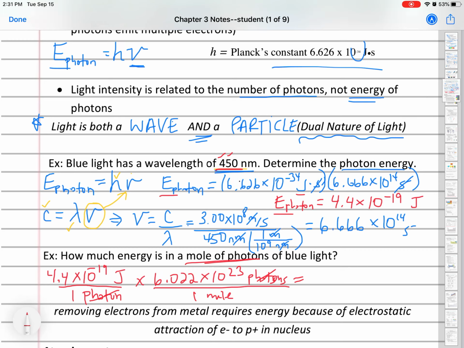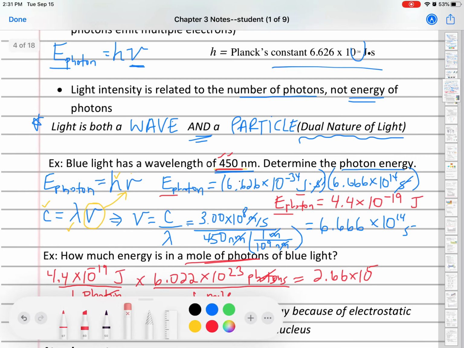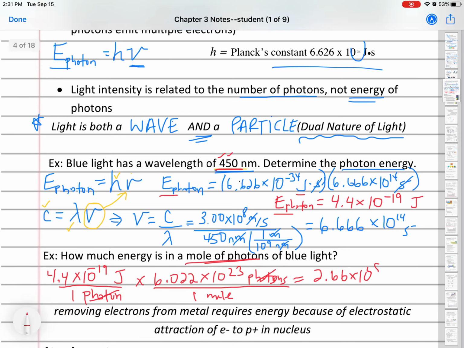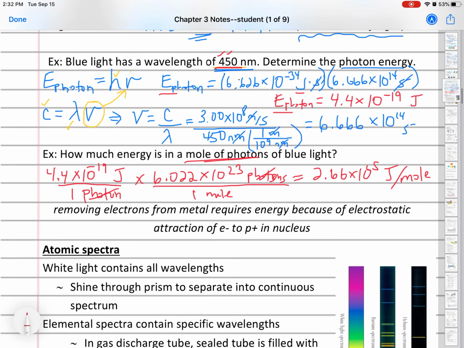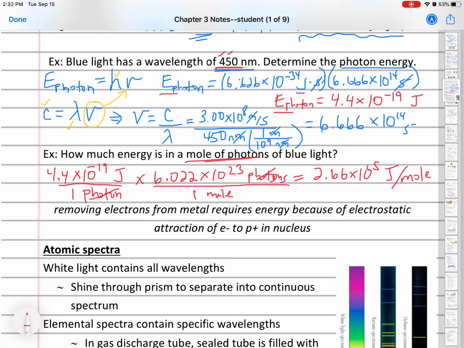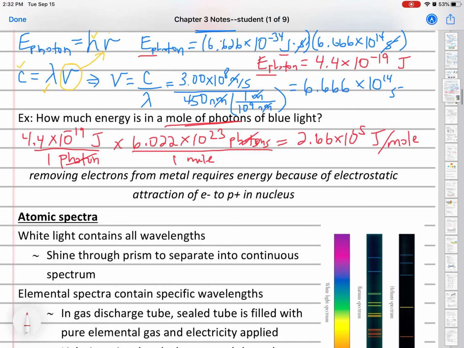All right, so we do some multiplication, and we get 2.66 times 10 to the 5th joules, or joules per mole. All right, so you might have some problems like that. And I'm thinking of a lab for next week where you're doing a lot of these calculations, actually.